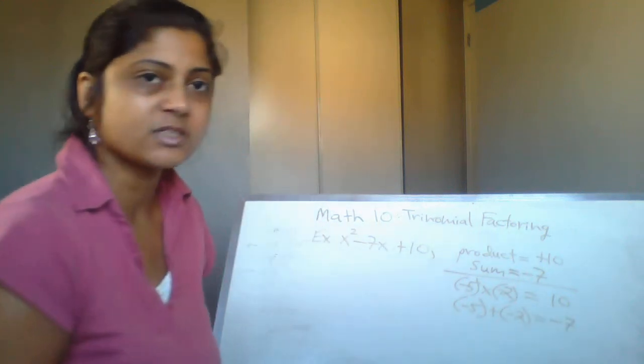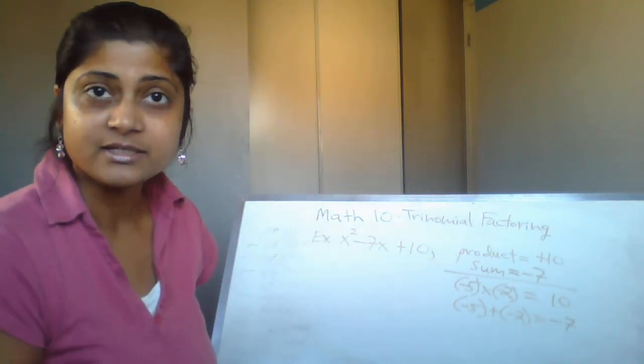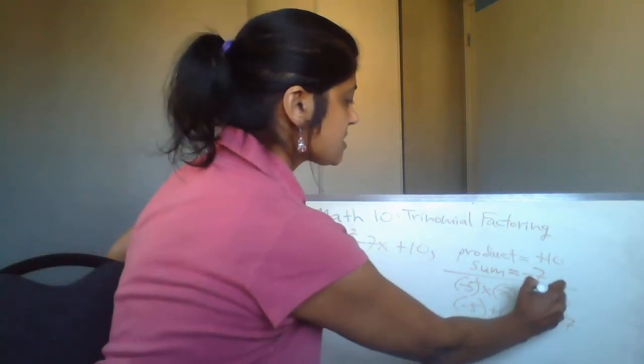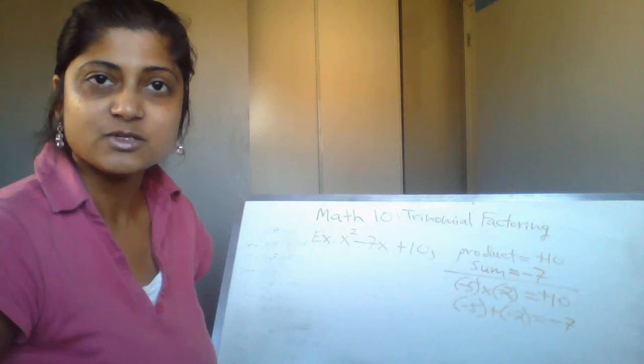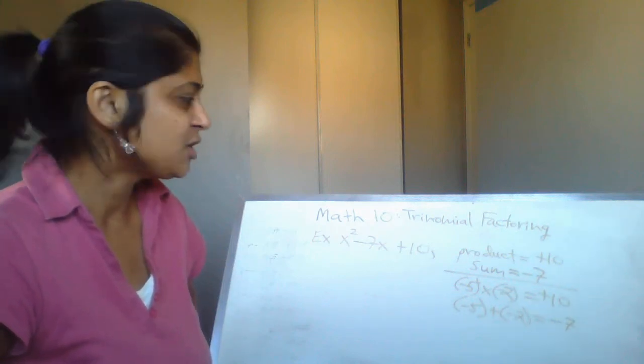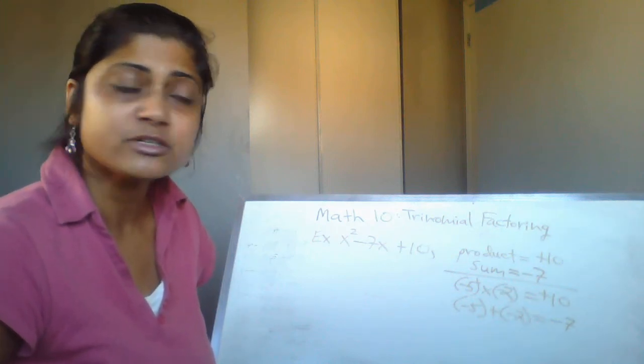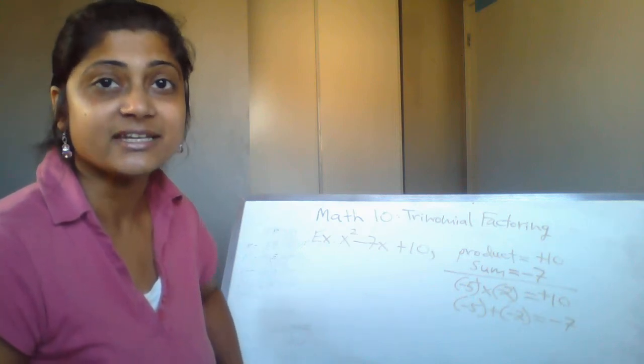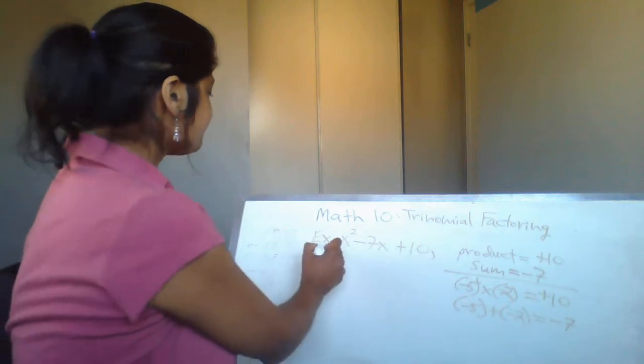negative 7, okay? And even when you multiply it, I'm doing negative 5 times negative 2, and it's equal to positive. Two negatives make a positive, so it's equal to positive 10. Okay, so when you write your factors here, make sure you're not just writing 5 and 2, my factors are actually -5 and -2. All right?